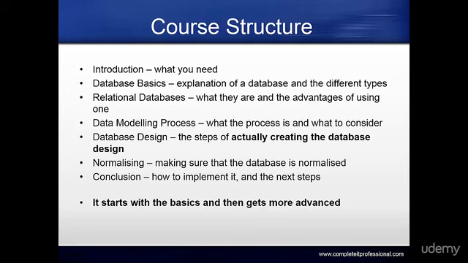So the information we cover in this course includes the introduction, which is what you need, database basics, which is an explanation of a database and the different types, relational databases, what they are and the advantages of using one. We'll go into the data modeling process, so what the process is of how to create a database and what to consider. Database design, which is the actual steps that we go through of actually creating a database design. So this is where we'll step through an example and learn how to structure it correctly. We'll also go over normalizing, which is part of database design, but we'll make sure that the database is normalized. But we'll learn more about that later. And then a conclusion, so how to implement this into a database and what your next steps are.